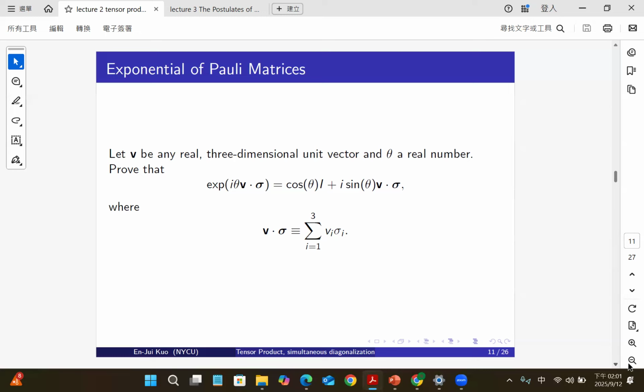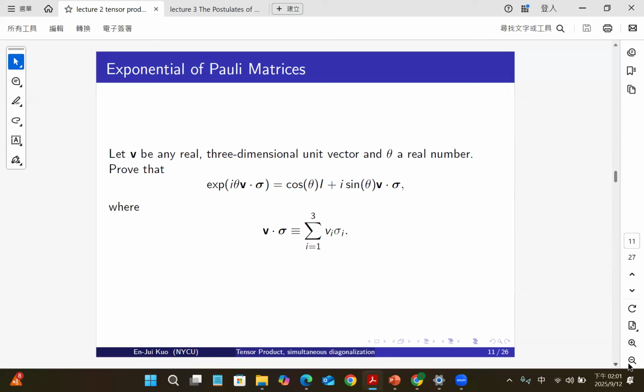So these are 2x2 matrices. And this formula tells you that if you want to compute the exponential of this 2x2 matrix, it is the same as taking cosine times the identity plus i times sine times this original matrix. This is also a simple exercise. Okay, I want to prove it. I can write everything explicitly, but okay, let me do it.